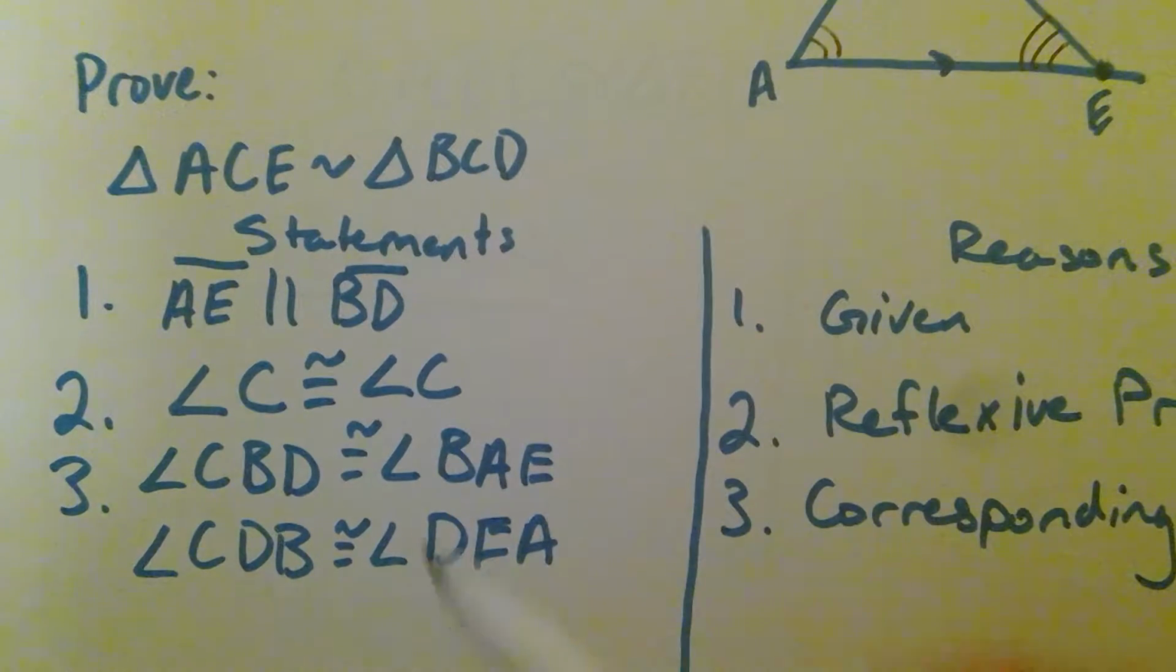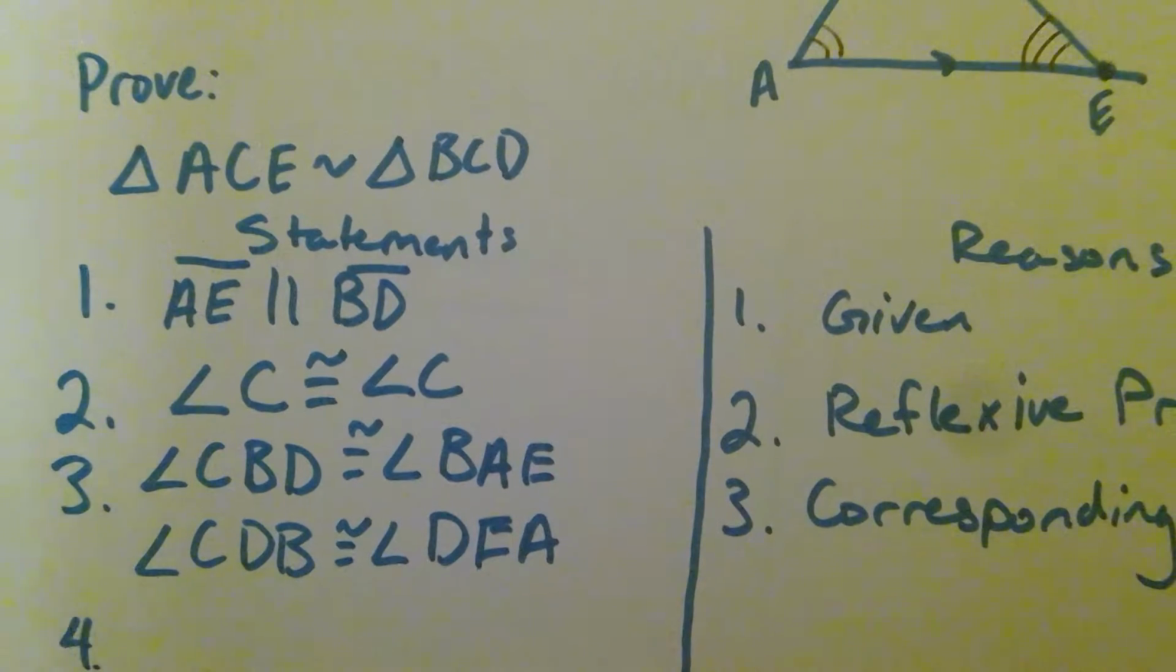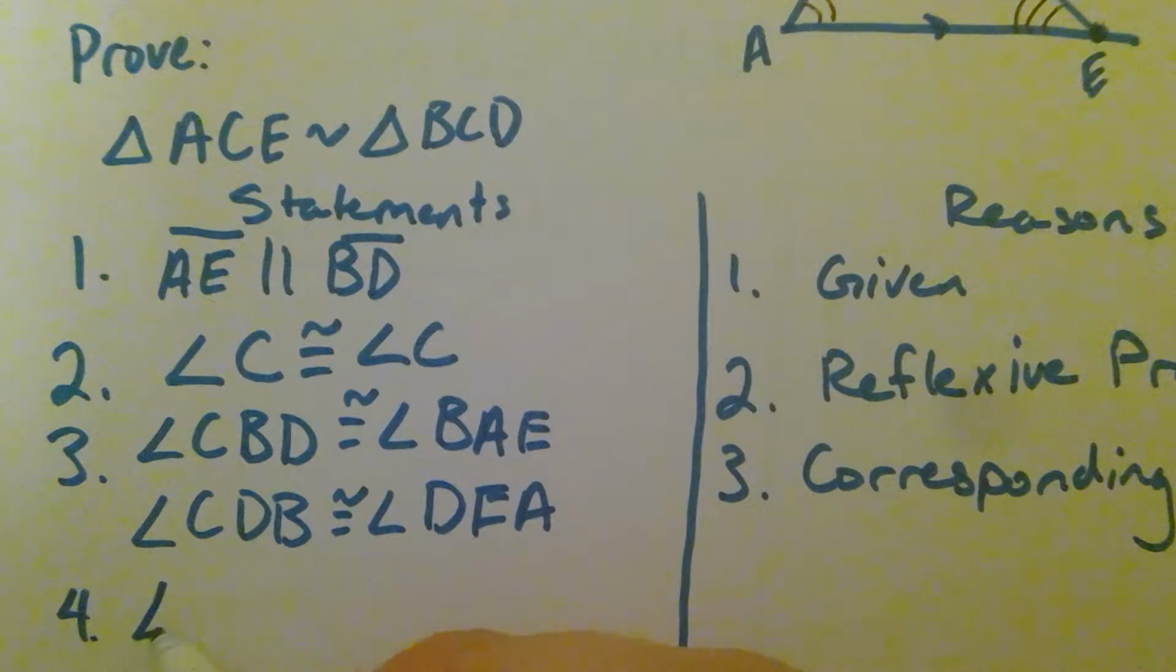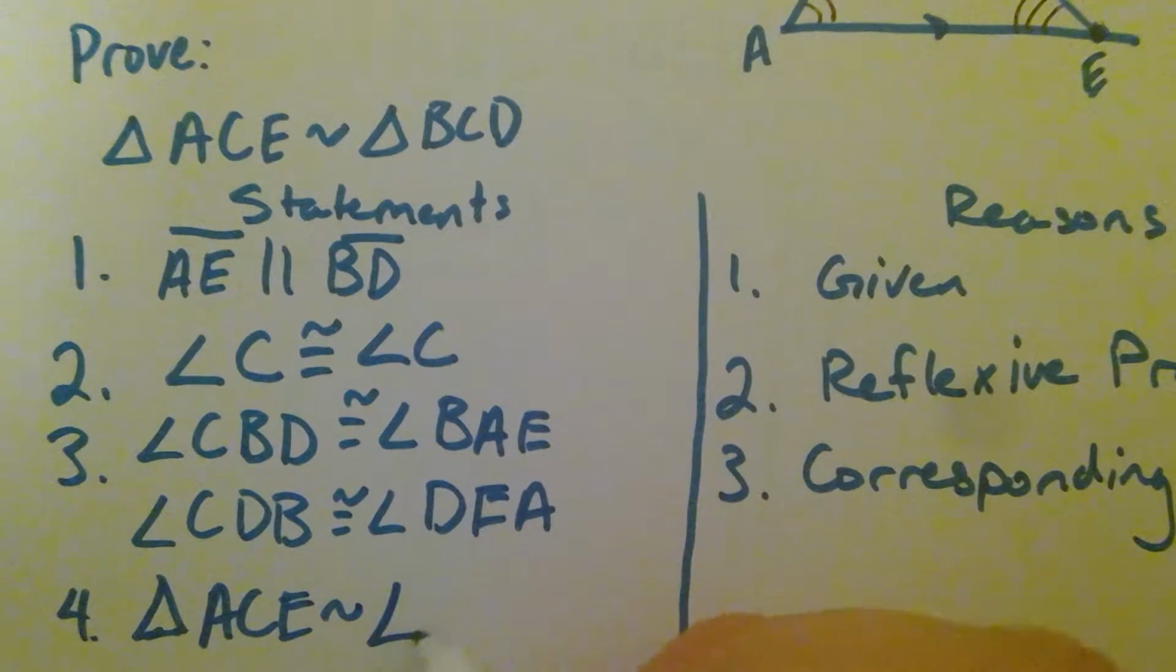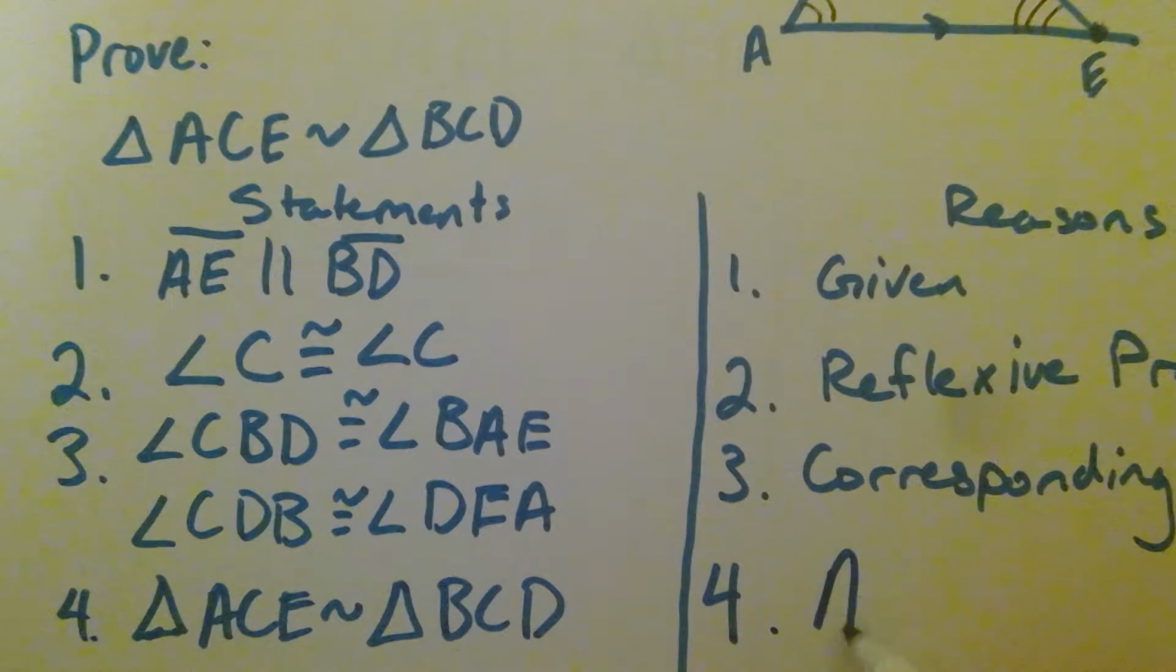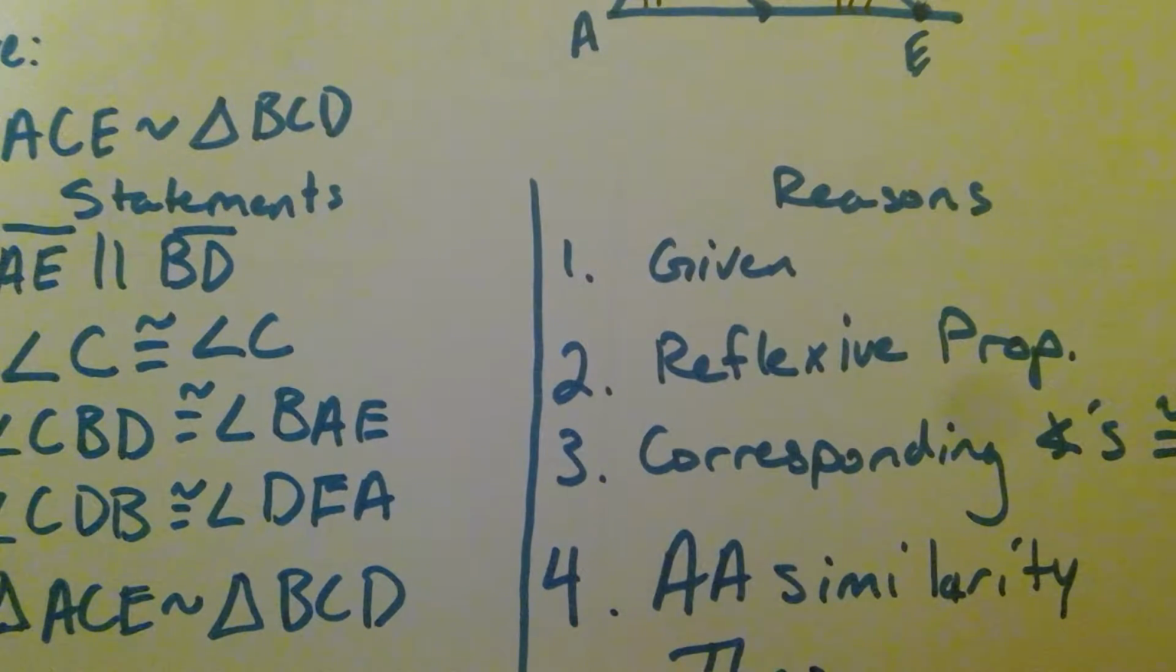So now we've got three pairs of angles that are corresponding, and they are congruent, which means that we have enough information to call these two triangles, triangle ACE similar to triangle BCD, by the angle similarity theorem.